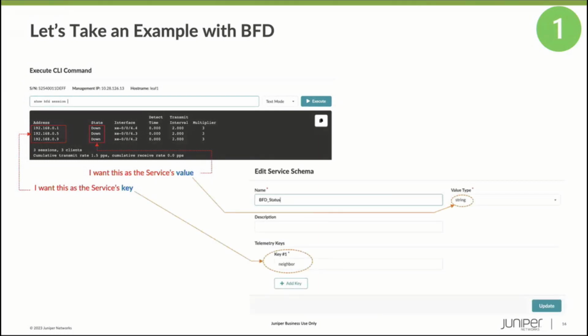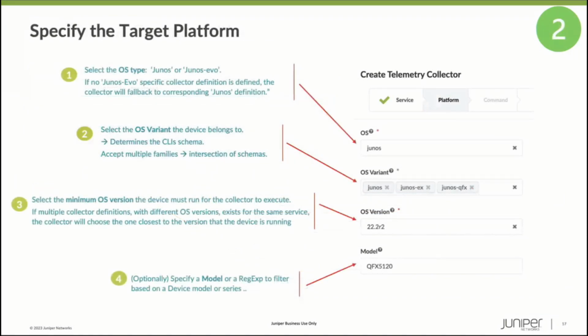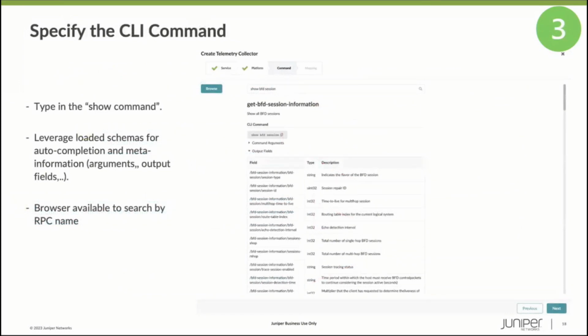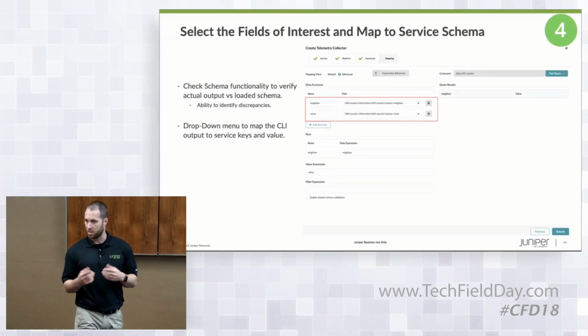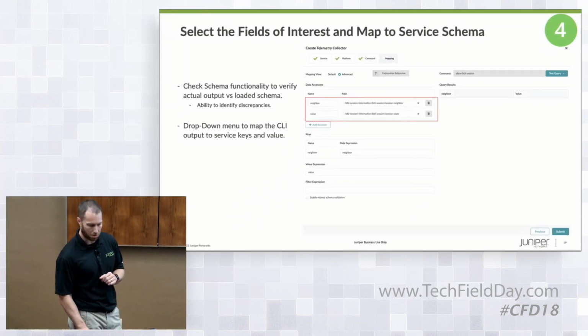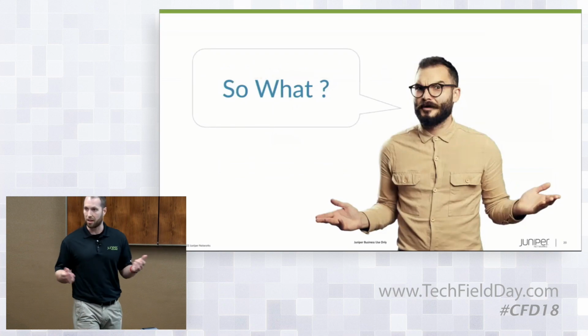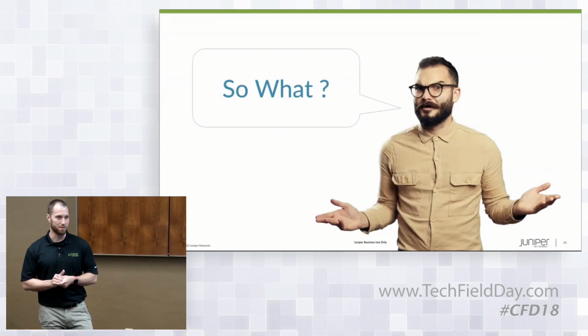And because up or down is a string, the value type we put as a string. It's not an integer. And we give it a human readable name for our key. We just call it neighbor. Then we can specify the target platform. This is how we specify which devices in our fabric we want this to run on. And then we put in that command. We're going to use that show BFD session command, and you see the schema all loaded there. So then finally, we have to map that schema, that neighbor and value, to those keys and values we set up in the beginning.